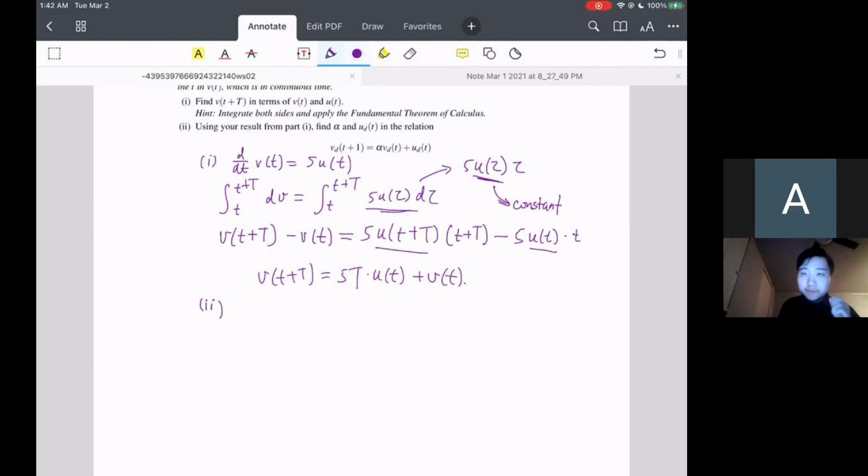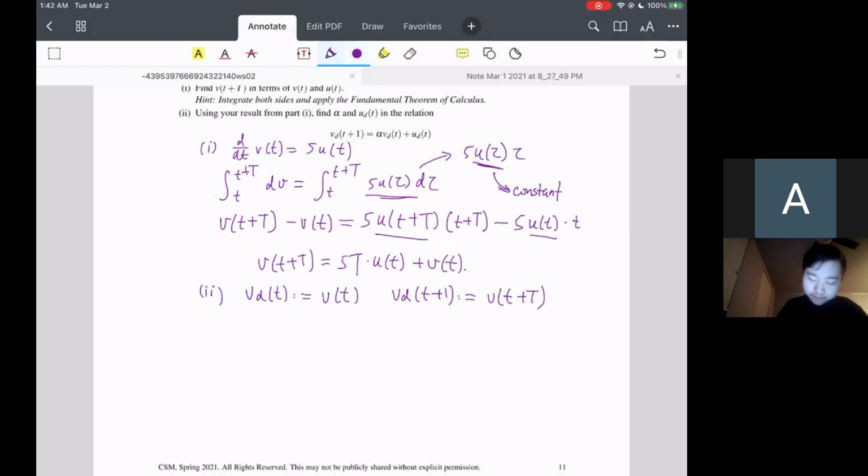So for the sake of this problem, let's just say that Vd(t) is just V(t), and that Vd(t+1) is just V(t+T). That is, 1 in terms of discrete time step is just T in the continuous time. Okay, this will be confusing. This is very confusing. So typically, what we do is that in terms of discrete time steps, we use k, another variable instead of t, so it doesn't become too confusing.